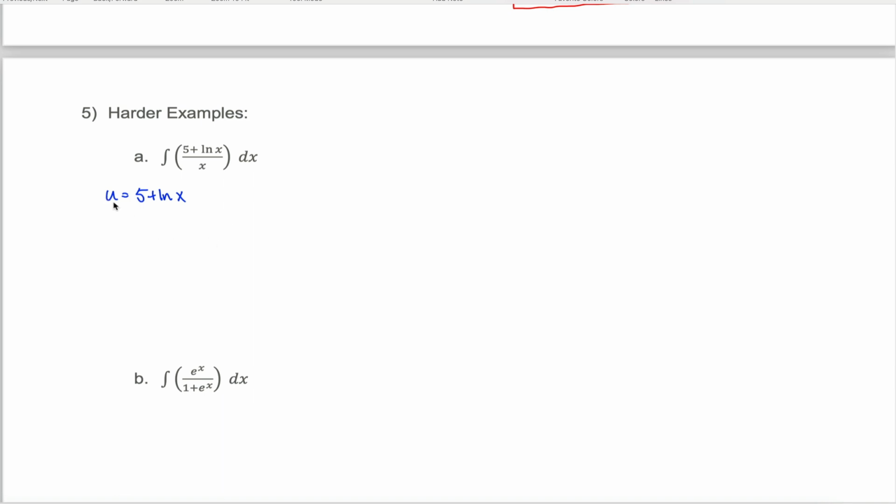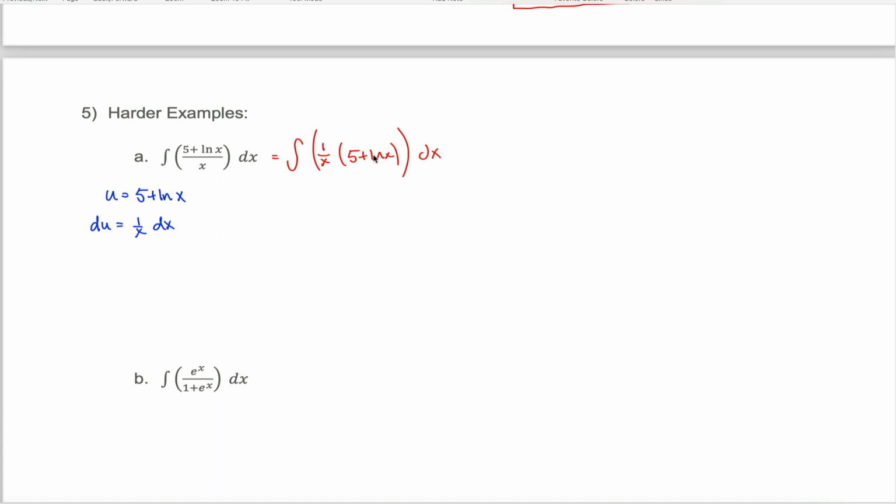In this case, we're going to want u to be equal to 5 plus the natural log of x. And with that choice, du is going to be equal to 1 over x dx. Really what I'm doing is I'm viewing this integral as 1 over x times 5 plus the natural log of x dx, instead of 5 plus the natural log of x over x. Instead of dividing by x, I'm multiplying by 1 over x.